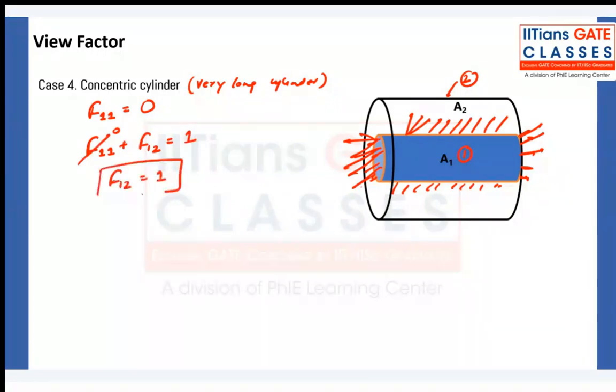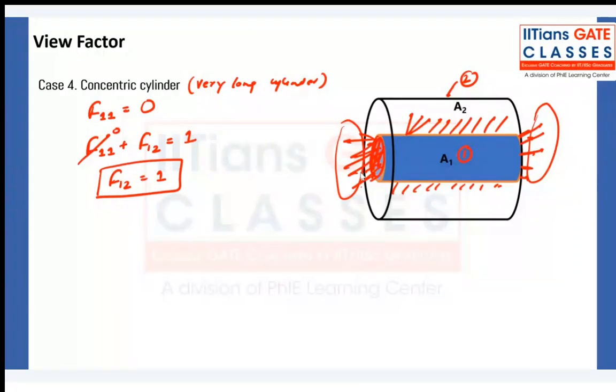Now we can see here that not all the radiations leaving surface 1 are reaching surface 2, isn't it? There are some radiations that are lost here and here. That is why we are assuming that it is a very long cylinder. It means the radiation lost from the circumference is basically negligible compared to the length of the cylinder. It is very, very less. So that is why F12 can be assumed as 1.